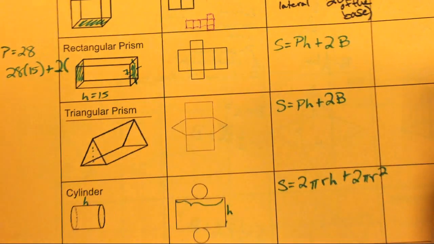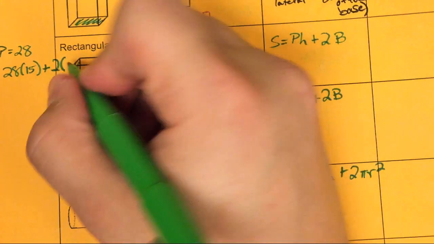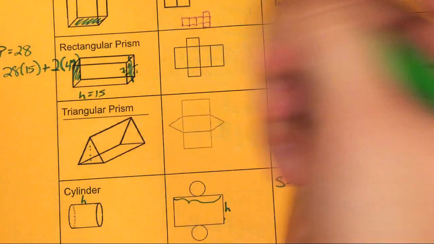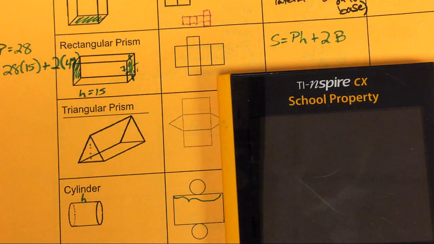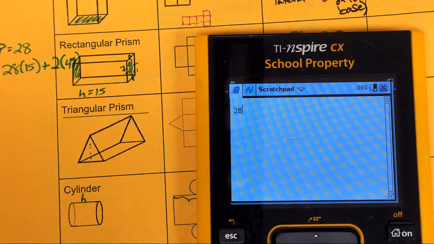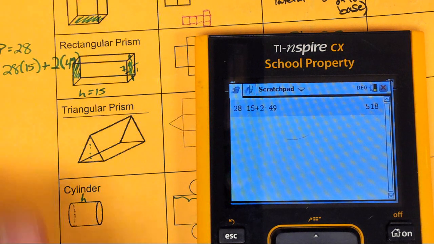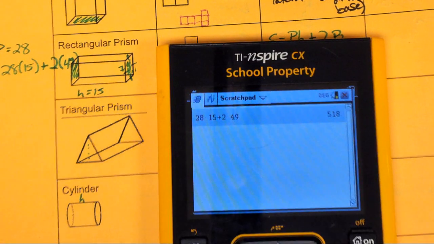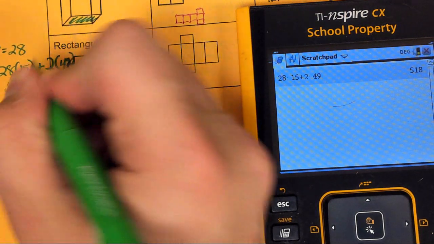Well, the area of the base is the square. 7 times 7 is 49. So we've got 28 times 15 plus 2 times 49. You don't have to use parentheses if you don't want to, but you can if you do. It'll change it to look like this anyway. And we get 518 would be the surface area.